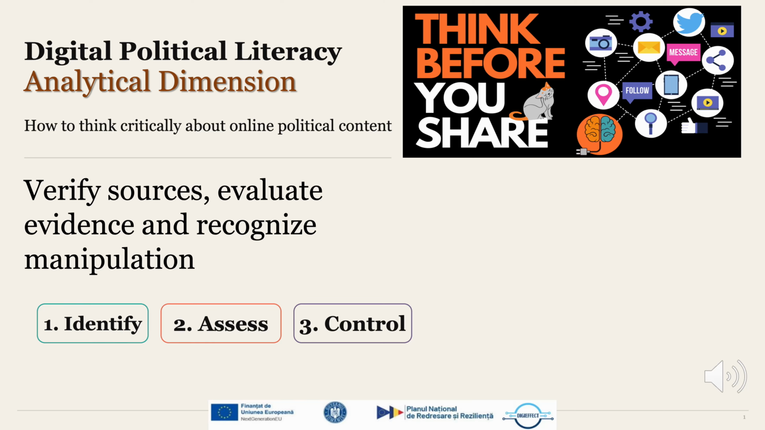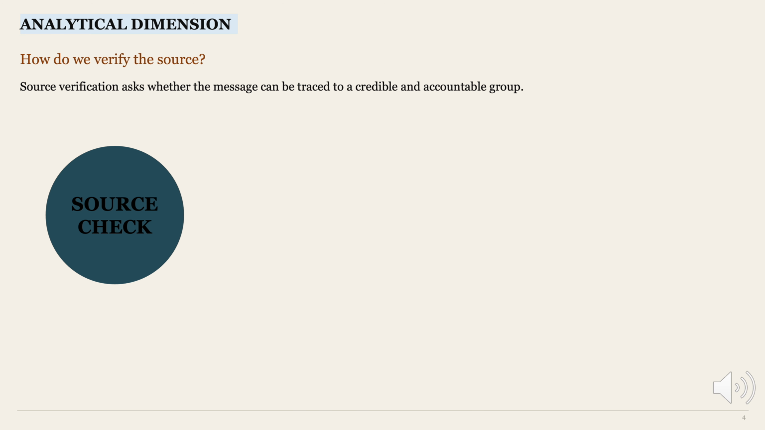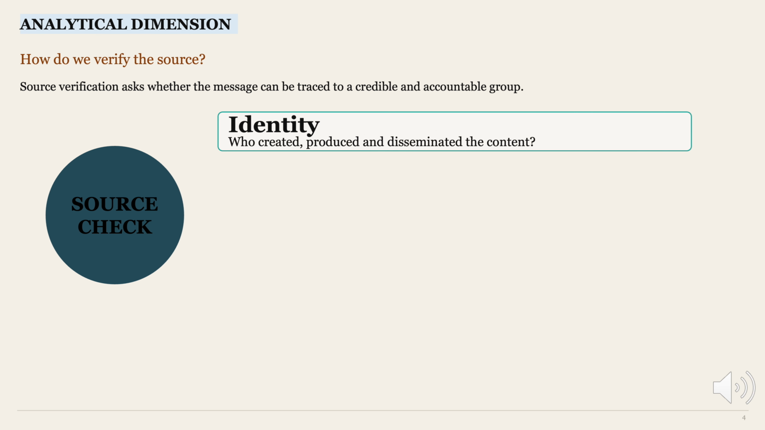In this second video about the analytical dimension of digital political literacy, we explain how to verify sources, evaluate evidence, and recognize manipulation and framing techniques sometimes used in online political content. Before evaluating whether a political message is convincing, users should first identify its source.